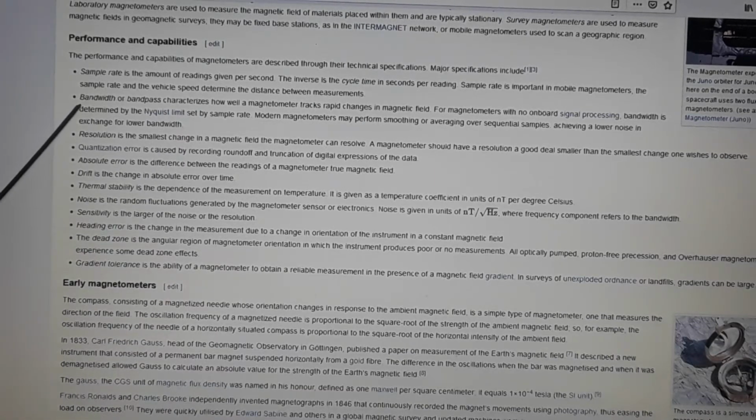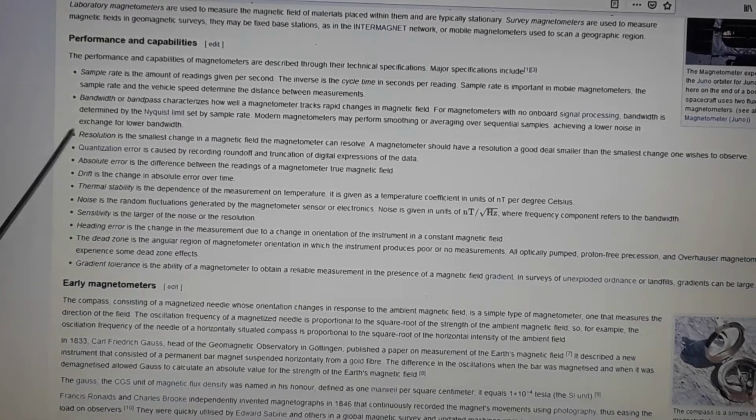The next one is bandwidth or bandpass, which characterizes how well a magnetometer tracks rapid changes in magnetic field. For magnetometers with no onboard signal processing, bandwidth is determined by the Nyquist limit set by sample rate. Modern magnetometers may perform smoothing or averaging over sequential samples, achieving a lower noise in exchange for lower bandwidth. All right, so this is something that happens with the Schumann as well.